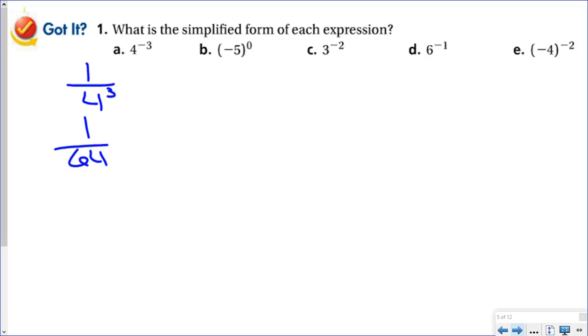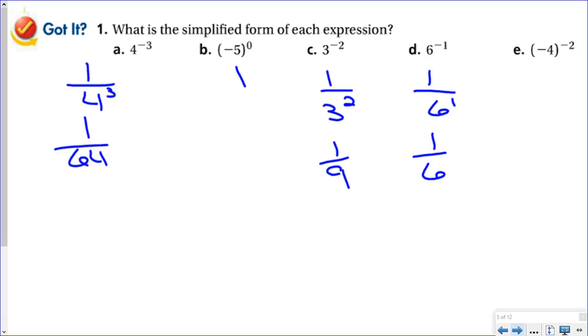There we go. Anything to the 0 power is 1, so that was a fast one. Put a 1 on top. Put a 3 to the 2nd power on bottom. 1 over 9. Oh, here's a good one. This one's a little bit different. You want to make it into a positive one, so you have to move it to the bottom. 1 over 6 to the positive 1 power on bottom, and then that would just be 1/6.